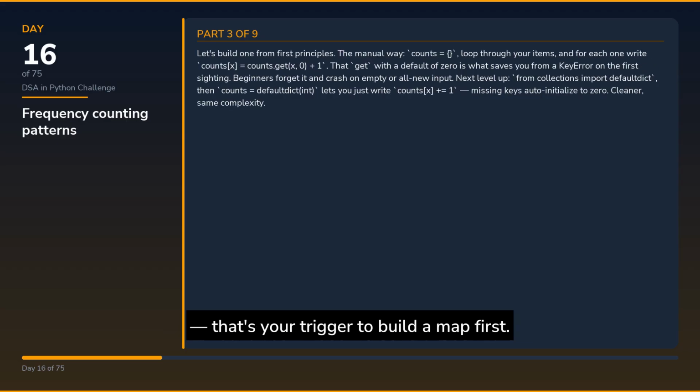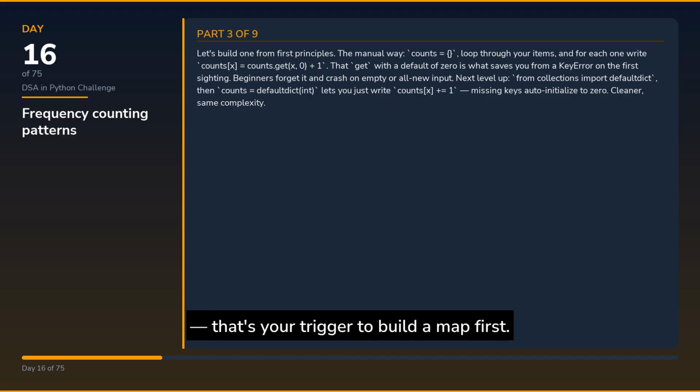Let's build one from first principles. The manual way: counts equals an empty dict, loop through your items, and for each one write counts[x] = counts.get(x, 0) + 1. That get with the default of 0 is what saves you from an error on the first sighting. Beginners forget it and crash on empty or all-new input.